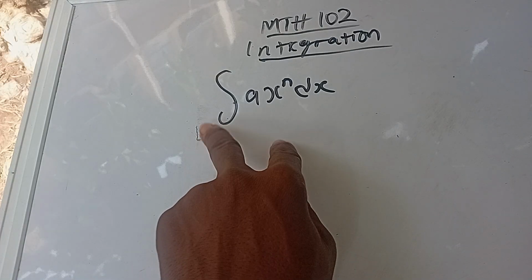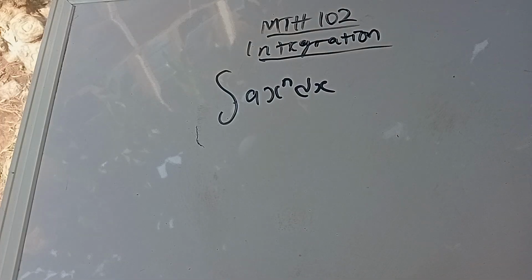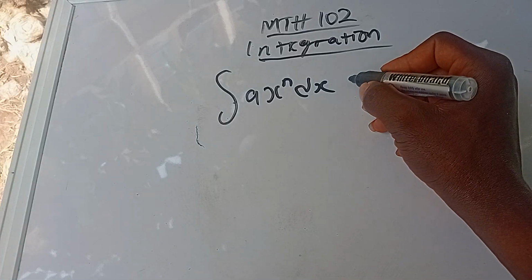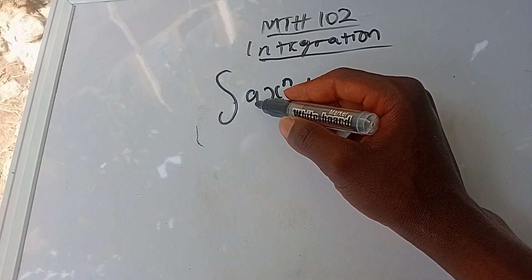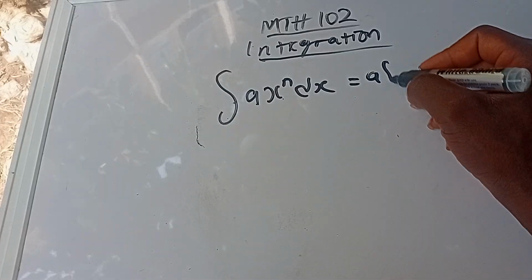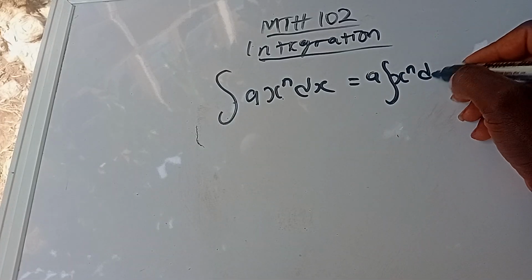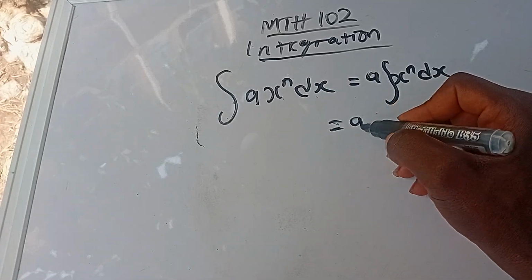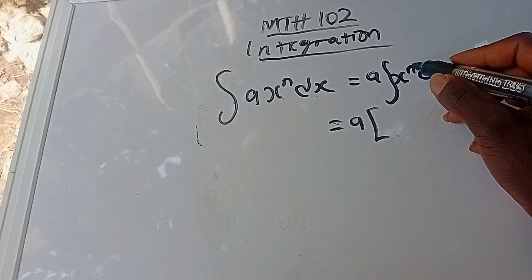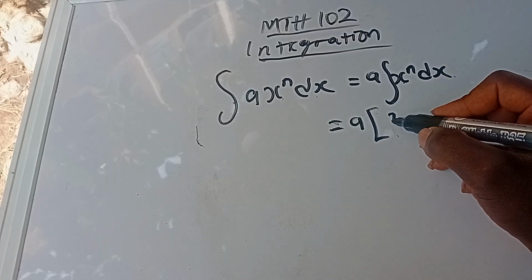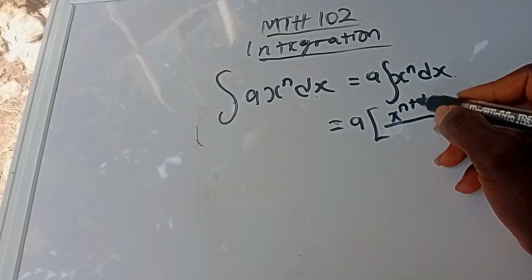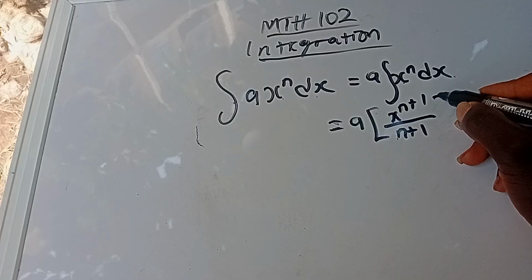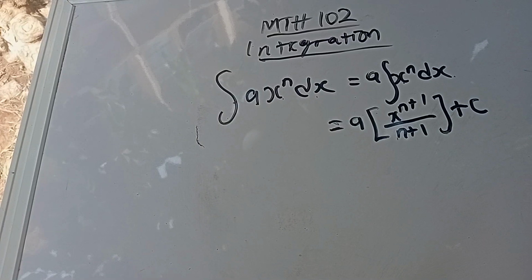If you have the integral of ax raised to power n, are we together? Since a is a constant, the a comes out, and it becomes the integral of x raised to power n dx. dx must be added. Now let's integrate. If you want to integrate x to the power of n, you add 1 to the power, then divide by the total power you now have. Then you add your constant. This is the answer. This is the basic rule of integration.